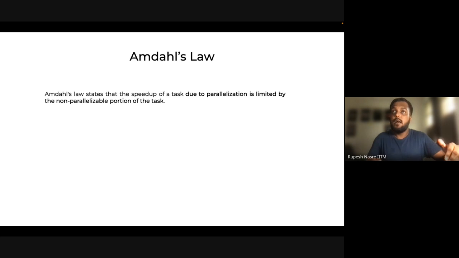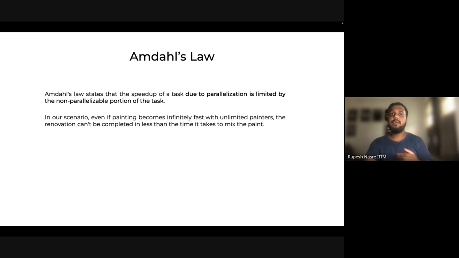We could have completed all the tasks in less than a day, right? So Amdahl's law strictly states that the speed up of the task due to parallelization is limited by the non-parallelizable portion of the task, right? So does it become the bottleneck? Yeah, it became the bottleneck. The non-parallelizable portion became the bottleneck. In our scenario, even if painting becomes infinitely fast with unlimited painters, the job can't be completed in less than the time it takes to mix the paint, because mixing the paint became the bottleneck of the process, right?